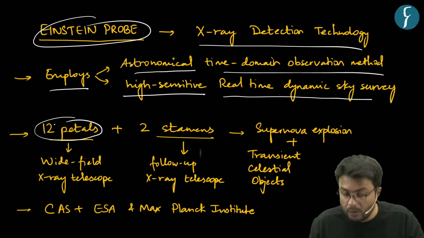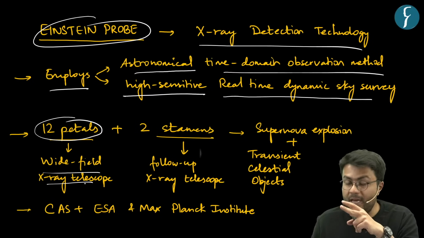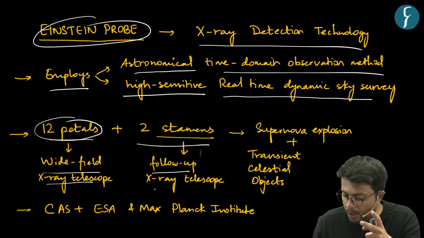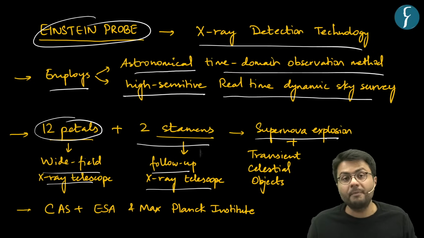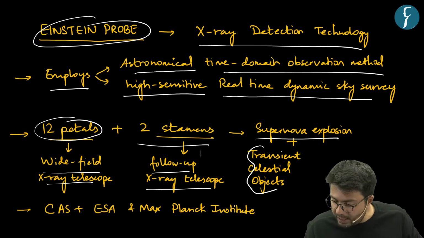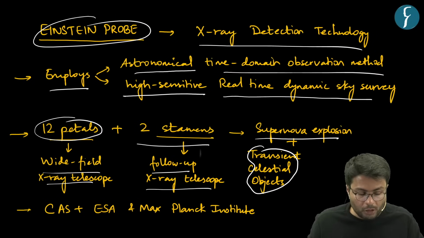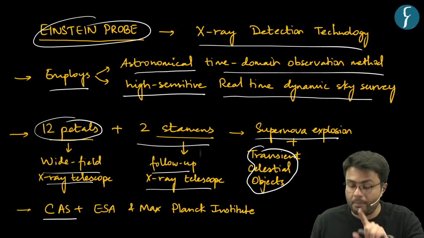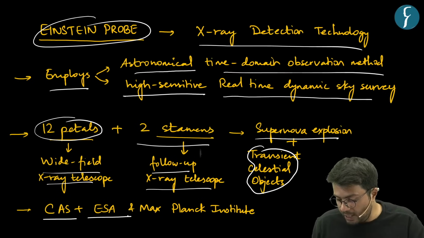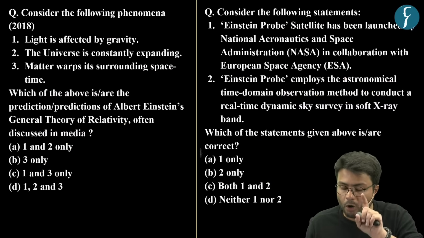The 12 petals of this lotus-shaped satellite contain a wide field X-ray telescope, whereas its two stems contain a follow-up X-ray telescope, which enables this satellite to detect not just supernova explosions, but also transient celestial objects in the outer space. Now this particular satellite was launched by China's Academy of Sciences, and this was done in collaboration with the European Space Agency as well as the Max Planck Institute of Germany. Hence, let us consider the model question.